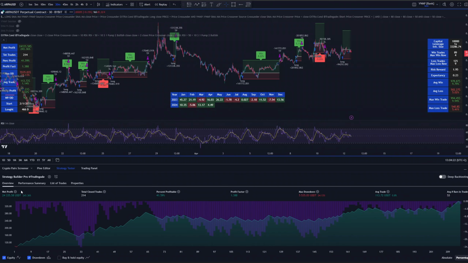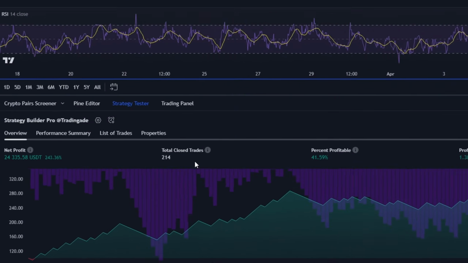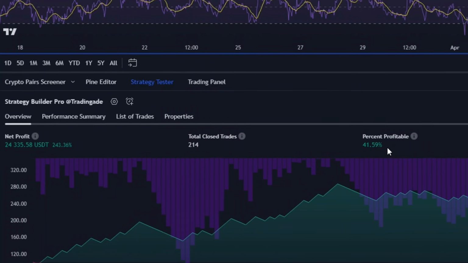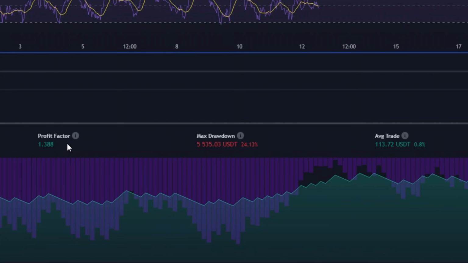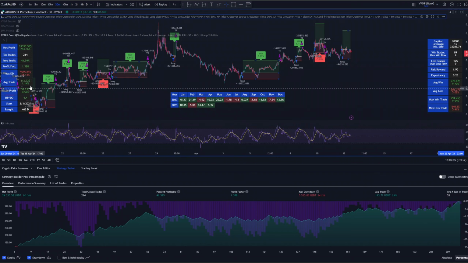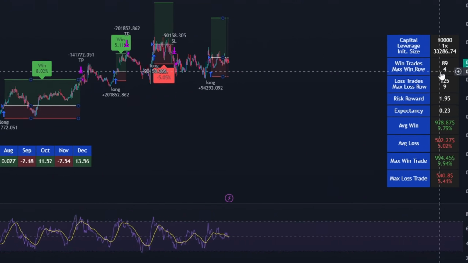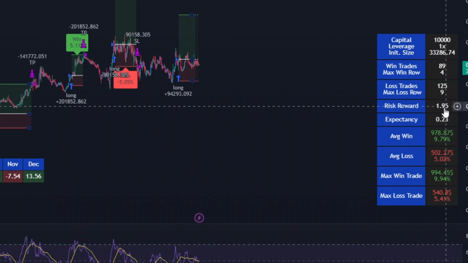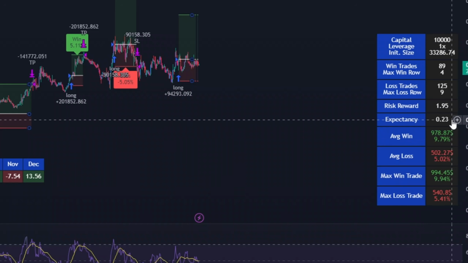As you can see, we have 243% net profit, 214 total closed trades, 41.59 win rate, 1.38 profit factor, max drawdown 24.13%, and an average trade of 0.8. In reality, here there is a different percentage because all these calculations are made based on initial capital. Net profit / drawdown is 4.4, max win row 4, max loss row 9, which is not so good, risk reward 1.95, and expectancy 0.23.